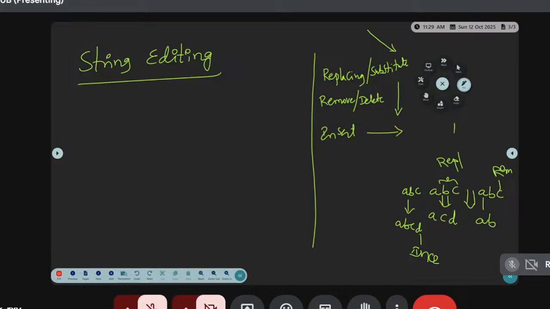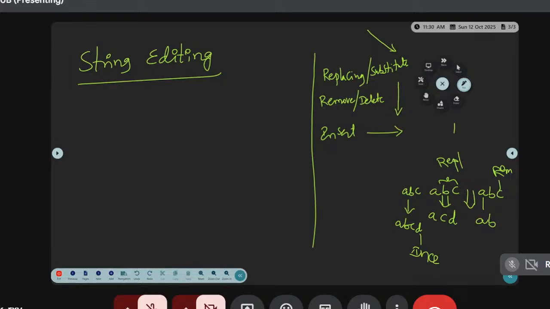So you have to remember here, in the representation of string editing, we're using that symbol. Based on that symbol, you can say what operation we did. If it is a diagonal arrow, we can say that we are replacing or substituting one character by another character. If it is a vertical arrow, it represents that one of the characters has been removed. That may be at any position.